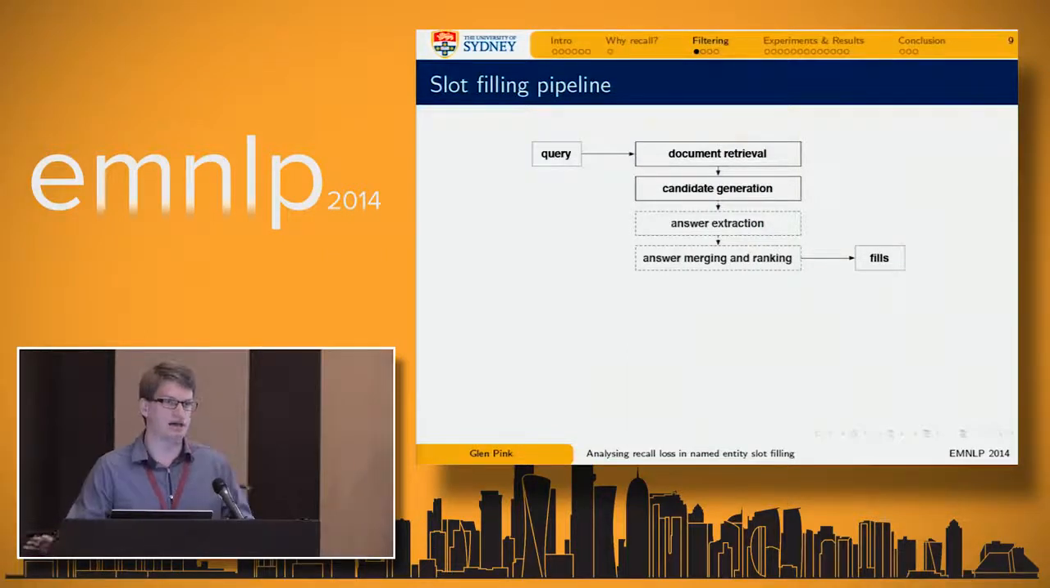So to take a step back, I'm just going to look at a high-level view of a very general slot filling pipeline. So systems are given a query, they retrieve documents that may contain fills for that query, they generate candidates within that document that may be correct fills, and then they actually apply relation extraction or other processes over those candidates to produce results. We're just looking at the first part of this pipeline where systems actually generate candidates.